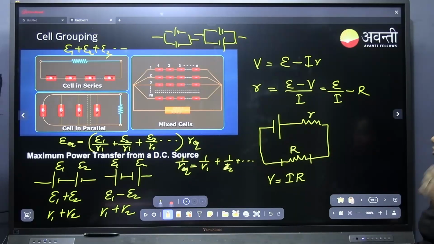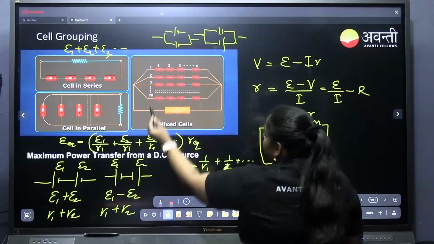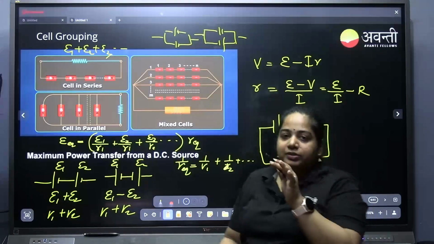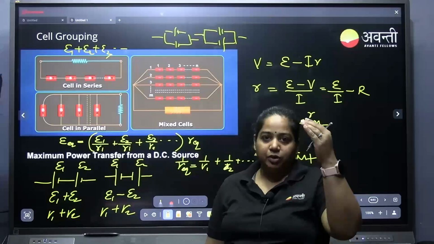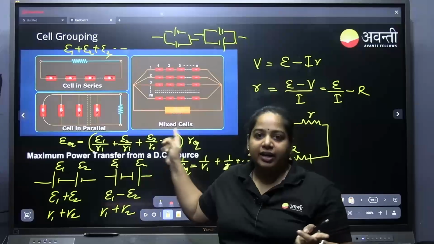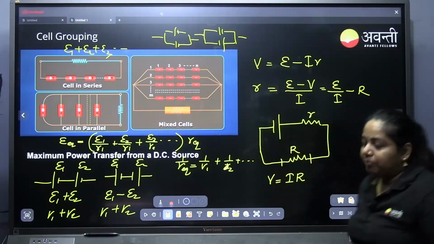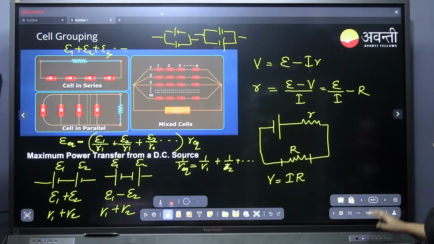Okay, so this is regarding grouping of cells. Then the common question you will get is n number of cells connected in series for m rows. This type of question, one PYQ I have added, that when we solve you will understand it better. I am not going to explain it now.